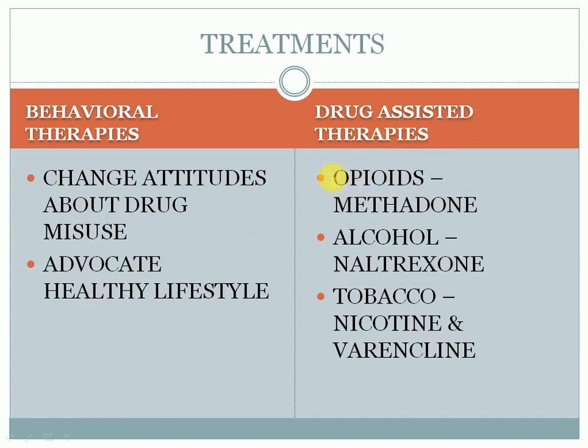Moreover, there are some drug assisted therapies. For example, for a person who has craving for opioid drugs or is addicted to opioids, the drug which is used to treat the same is methadone. Moreover, if you talk about alcohol, then there is a drug named naltrexone. And if you consider tobacco, nicotine and Varenicline are used.